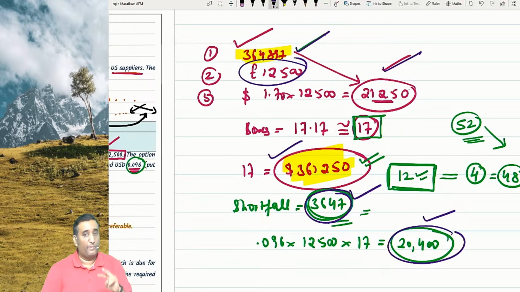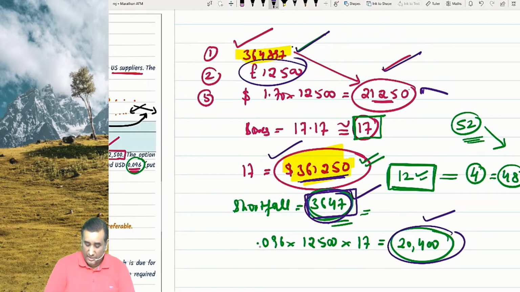Then I want to find out how many boxes. 364,897 divided by 21,250 gives 17 boxes. The balance after 17 boxes comes to 361,250. The balance would be covered by the forward market, and since it was a put option, we have taken it.